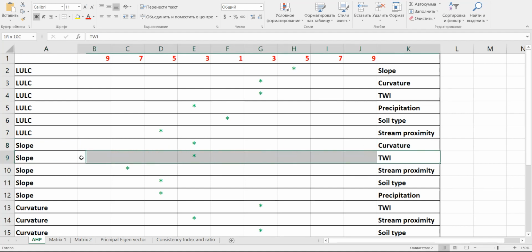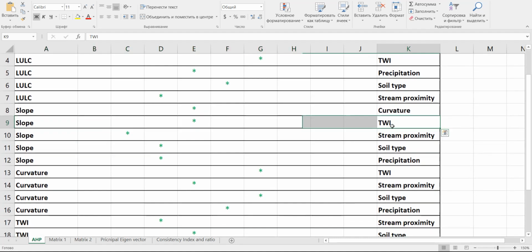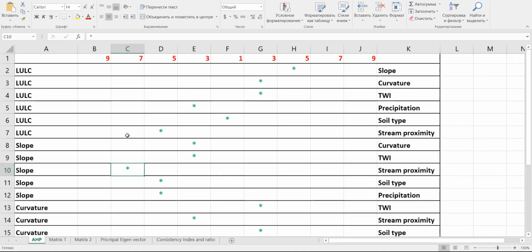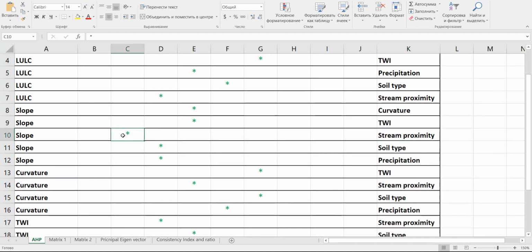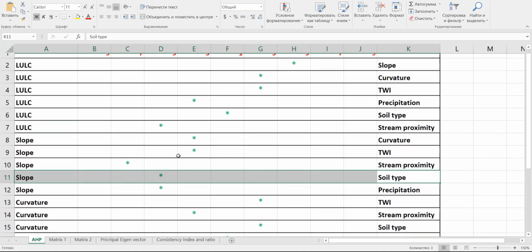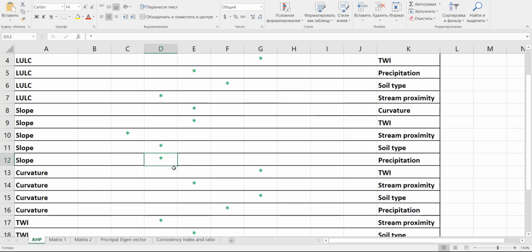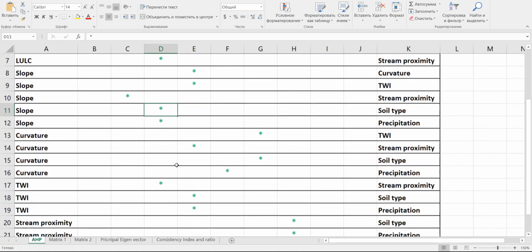The same concerns topographic wetness index. Topographic wetness index is related to slope, not only because they were both derived from a digital elevation model, but also because, as you remember, the slope gradient is included in the topographic wetness index formula. Stream proximity and slope, I definitely think that slope is way more important than stream proximity. Slope is the most important factor and thematic layer in our study. Soil type and slope, slightly important, as well as precipitation, not slightly, significantly, so I assigned 5.